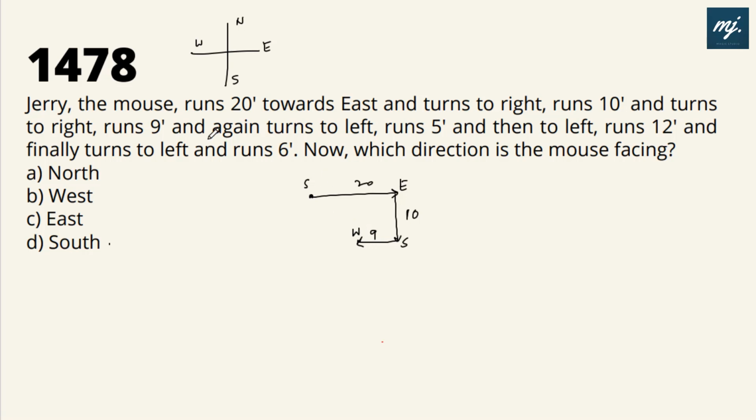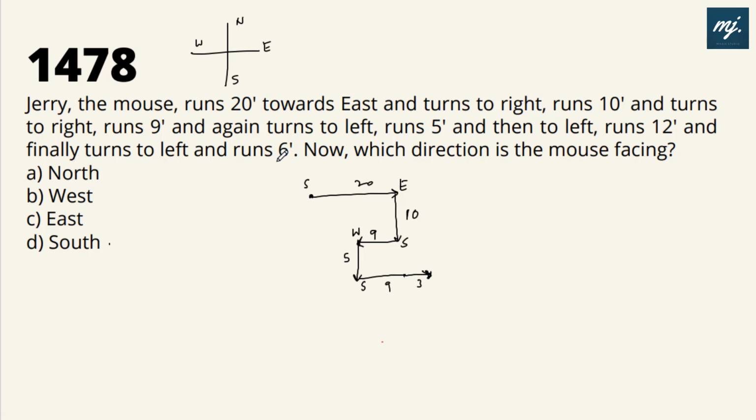Heading towards west now. And again turns to left and runs 5. Left means towards south now. Runs 5. And then to left runs 12. Left, if you are heading towards south and you are supposed to turn left, that means towards my right now. Isn't it? Yes. 12. This is 9 and now this is 3. So now Jerry the mouse is heading towards east.